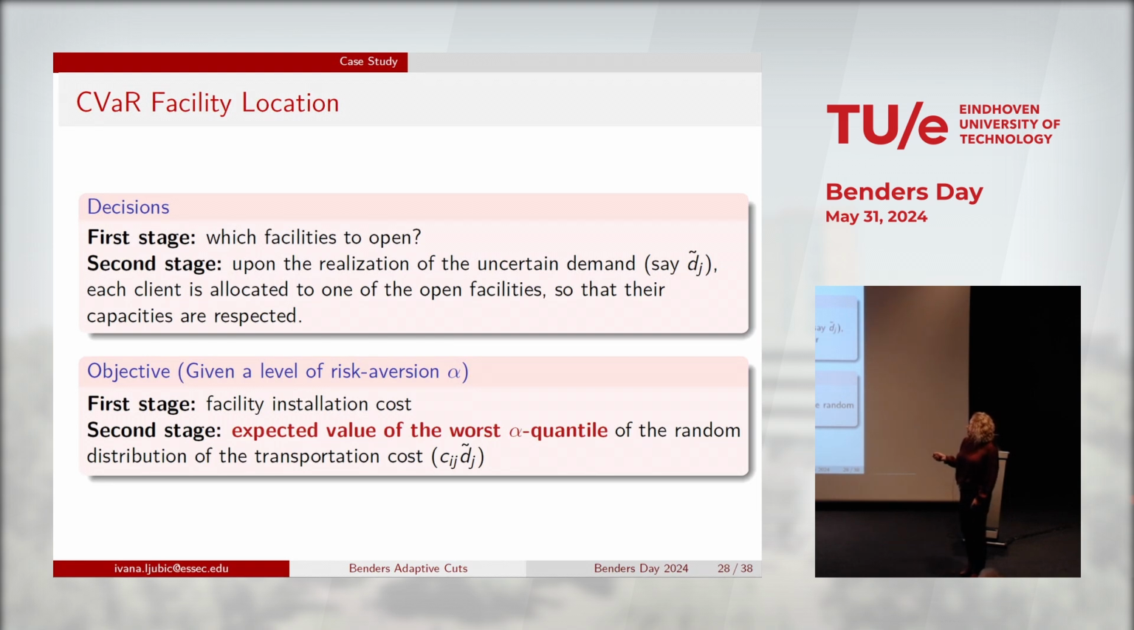So our decision is which facilities to open. This is here and now. In the second stage, upon the realization of this uncertain demand, let's call it D tilde, each client is allocated to the closest open facility while respecting the capacities. The goal is to minimize facility installation costs from today, plus the expected value of the worst alpha quantile of this random distribution, over the random distribution of the transportation cost.